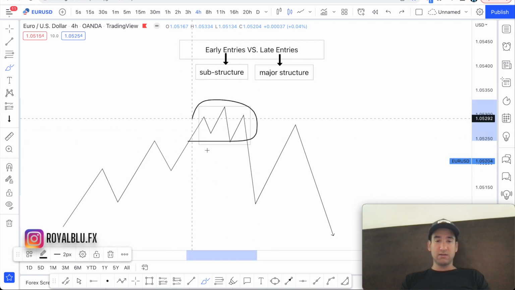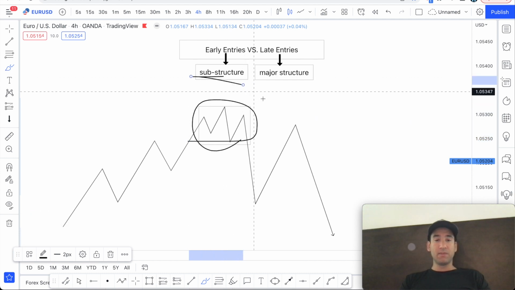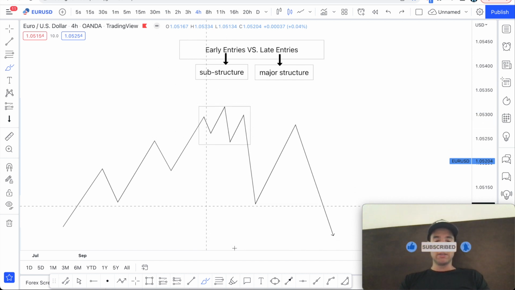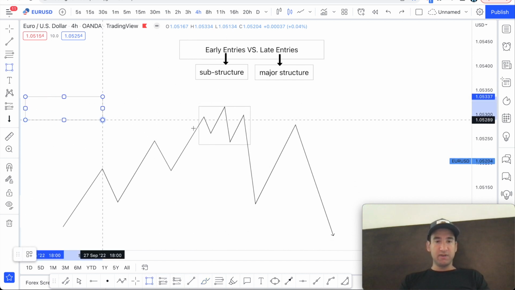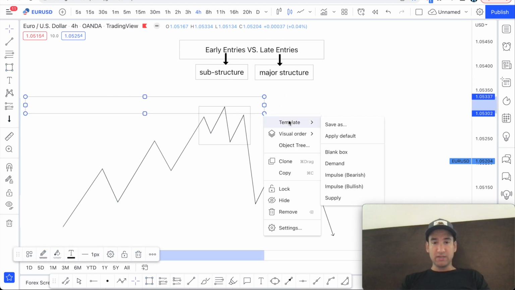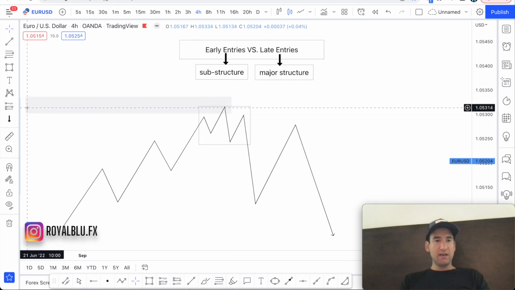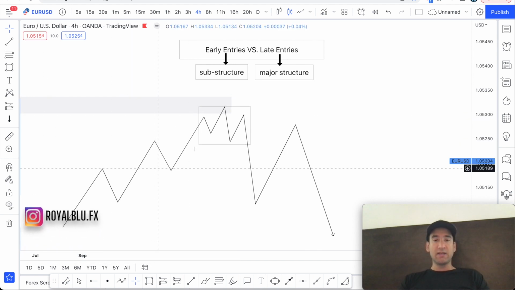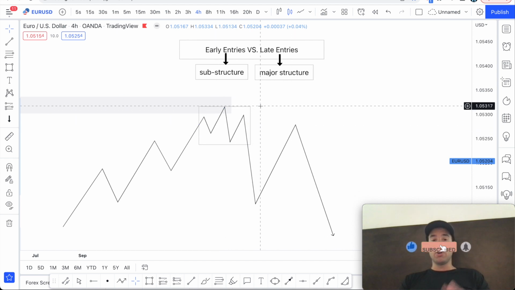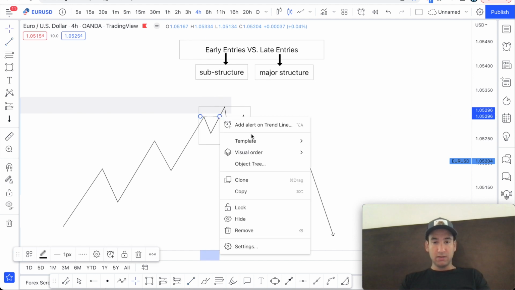In this area where price shifted is considered our substructure right here. What I consider to be early entries in the market is when the market shows us where price has shifted in our substructure. If we're targeting an area of supply like this, this will be our major supply zone. Price taps our major supply zone, and you see that the substructure and minor structure are changing. Essentially, what we call this in the market is the chalk.